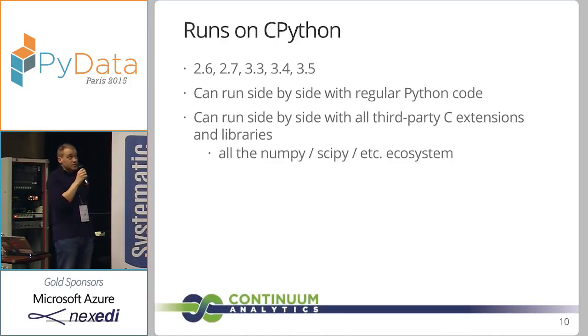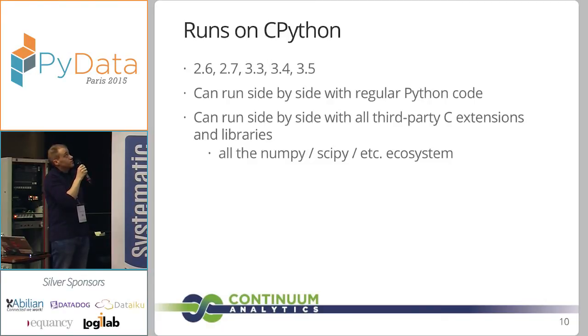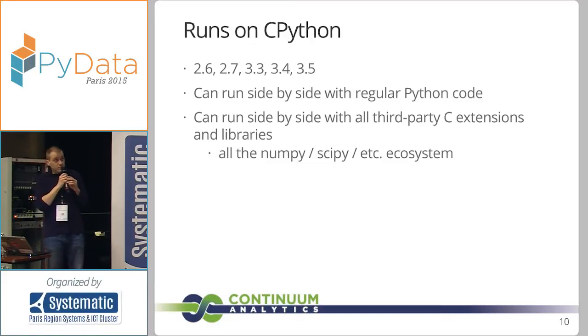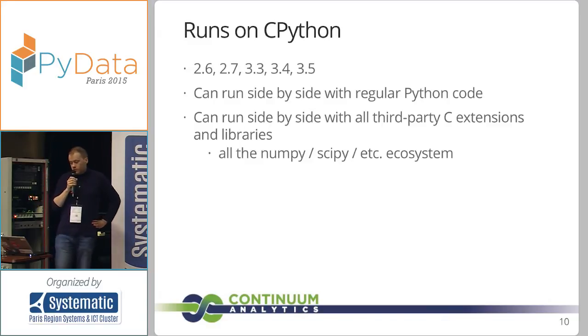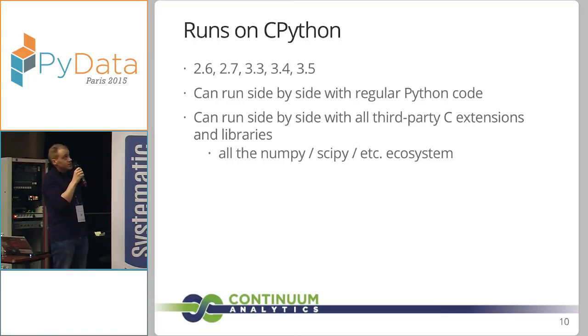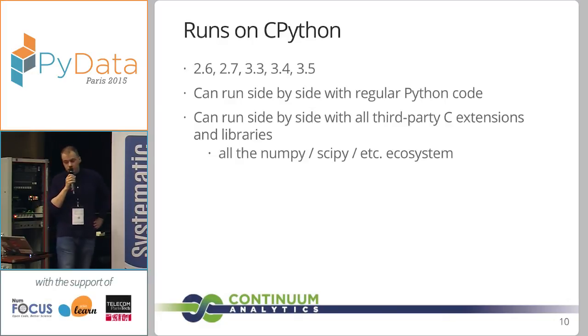So in terms of compatibility, it runs on CPython from 2.6 to 3.5, actually. So it can run side by side with regular Python code, which means since we are using the same runtime that most people use, which is CPython and not PyPy or something else, you can have arbitrarily complex or weird code around your Numba compiled functions, and Numba doesn't care. So it can run side by side with all the third-party extensions you might rely on, and there are many of them in the scientific computation ecosystem, so not only NumPy, but all kinds of wrappers around weird Fortran libraries.